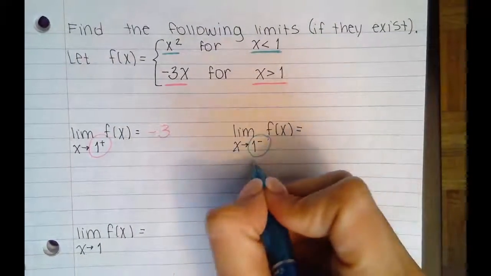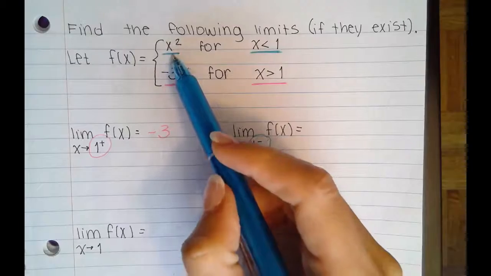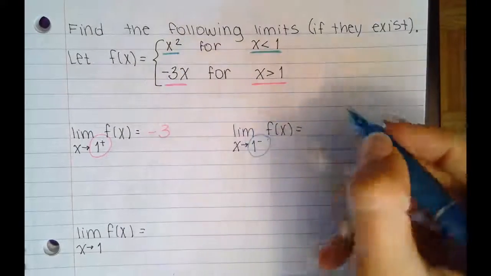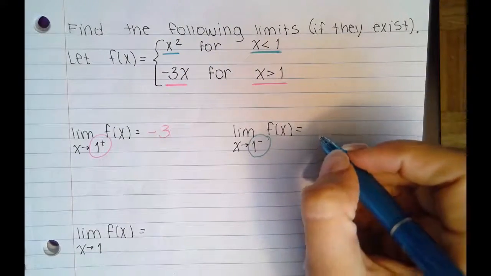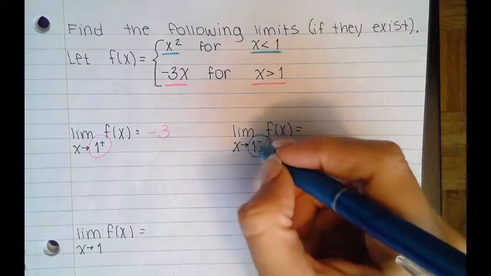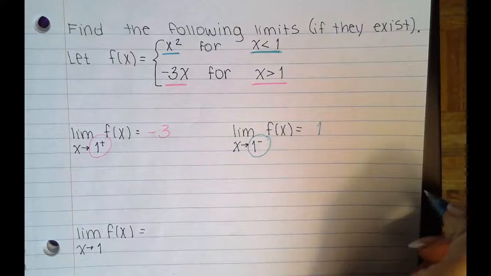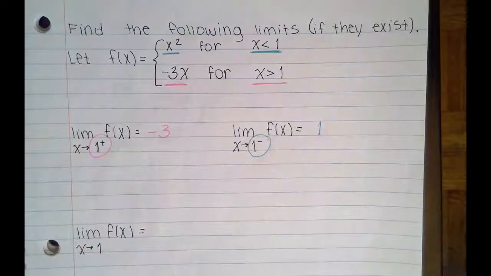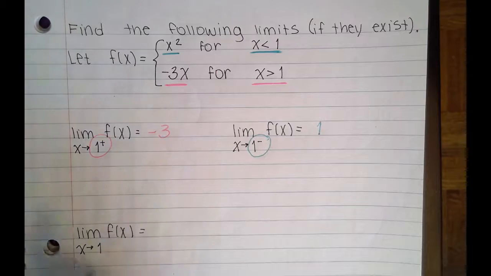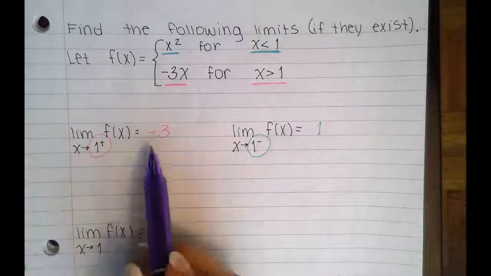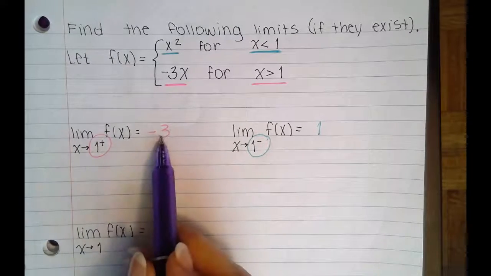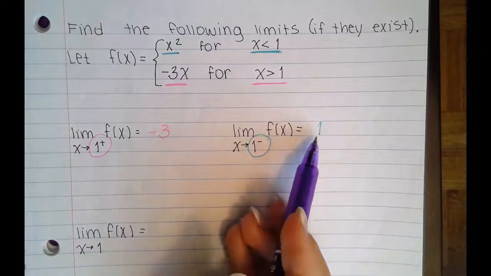Now for the left. If we're approaching from the left, we're approaching along this function right here, x squared, filling in a 1. So that's 1 squared, which is 1. Here, I have the limit in general, okay? It's not asking us to approach from one side or the other. It's really doing both. From the right side I'm approaching, I get negative 3, but from the left side I'm approaching and I get 1.